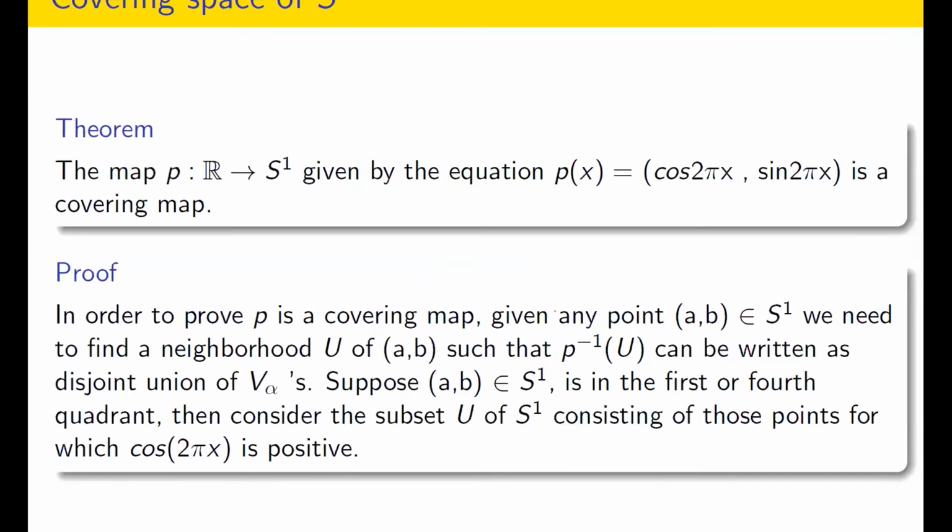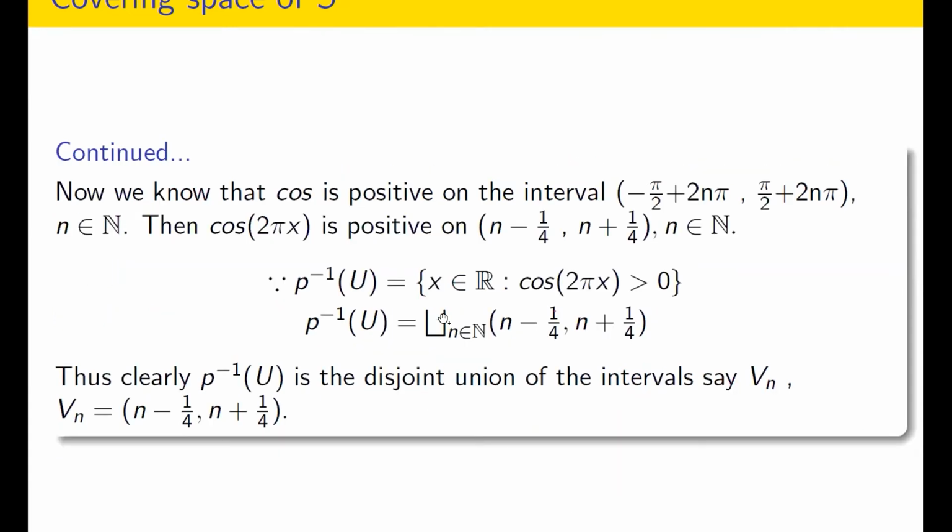Now we have to find what P inverse of U is. P inverse of U is precisely those x in R such that cos 2 pi x is positive. So now we have to find those x where cos 2 pi x is positive. We know cos is positive on the interval minus pi by 2 plus 2 pi n, comma pi by 2 plus 2 pi n. So where cos 2 pi x will be positive, we can just divide the length of the interval by 2 pi. So cos 2 pi x will be positive on n minus 1 by 4 to n plus 1 by 4.